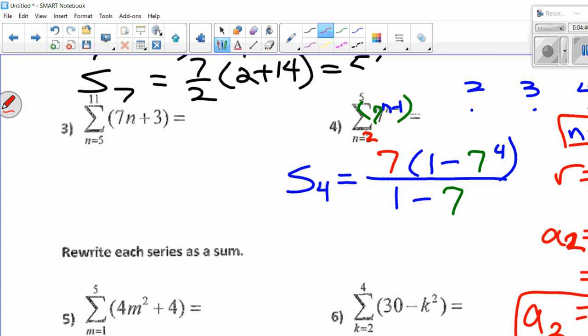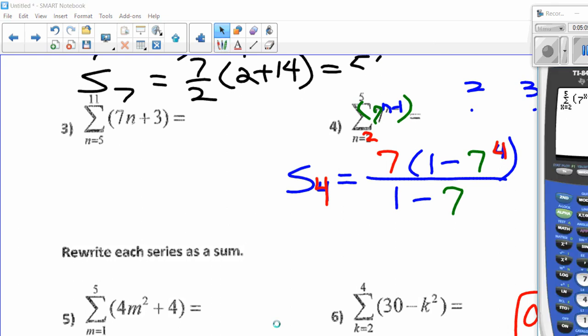Okay, and since this is a finite sum, right, finite series, there's only 4 terms, even though r is bigger than 1, I can find the sum because it ends. Right, n is 4. All right, so I'll put that in my calculator.